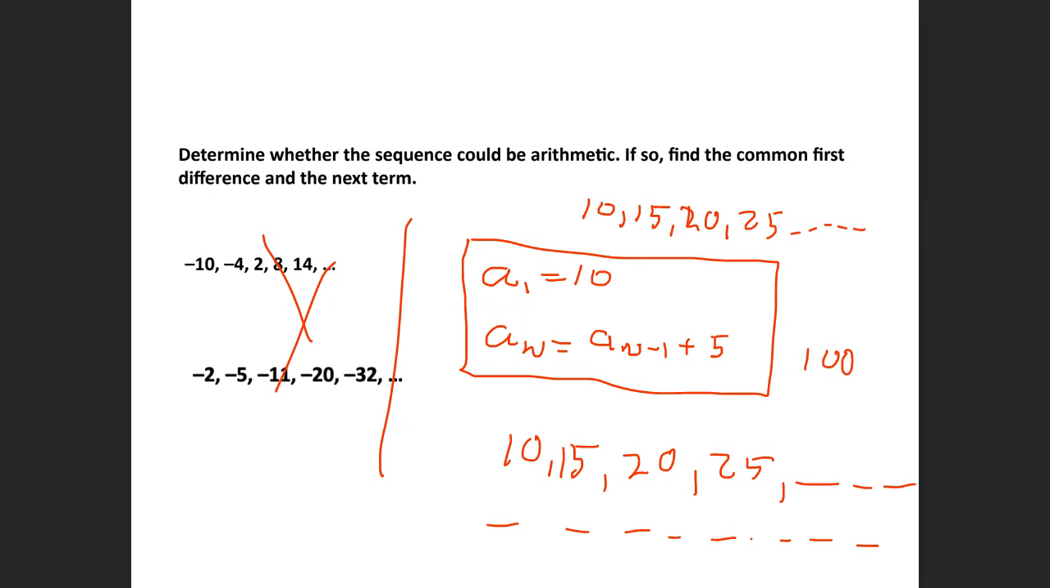That's why 95% of the time we ask students to write explicit formulas, not recursive. Okay, but there is a difference between them.